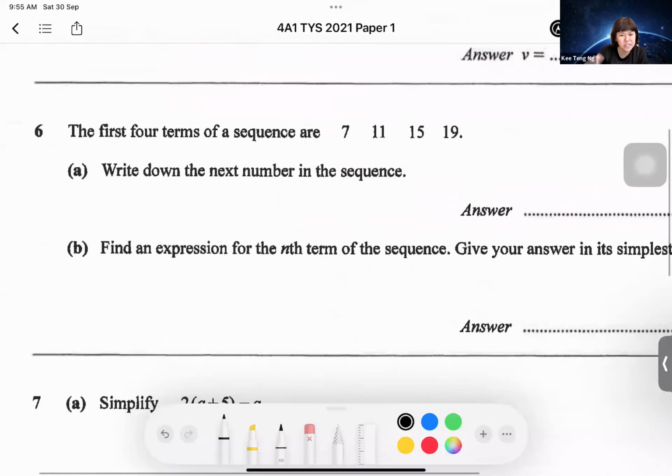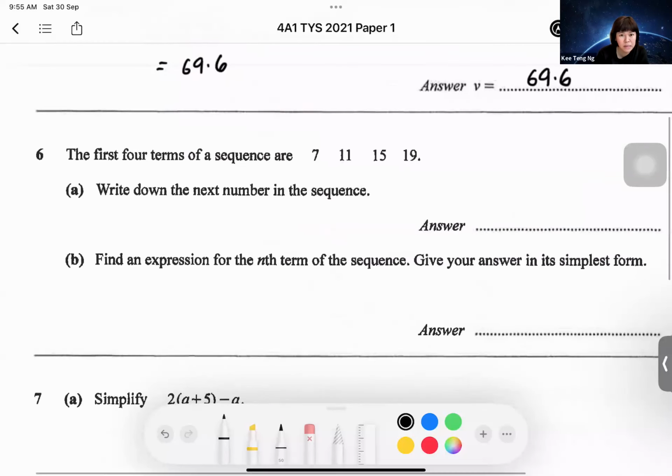All right, next one, this is a number pattern. You've noticed that this question is commonly repeated, right? So you must know how to do this kind of question. From 7, how do you go to 11? I'll do a plus 4. 11 to 15 is plus 4, plus 4. Write down the next number in the sequence. So you plus 4: 19 plus 4 will give me the number 23.